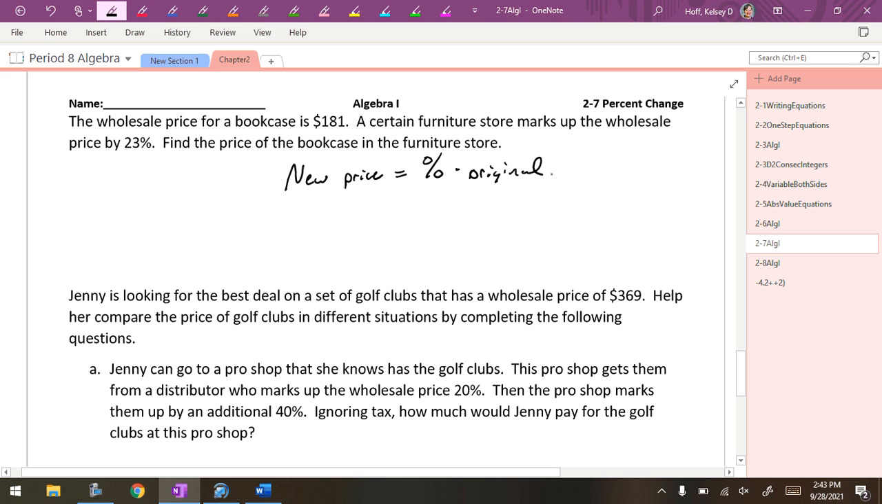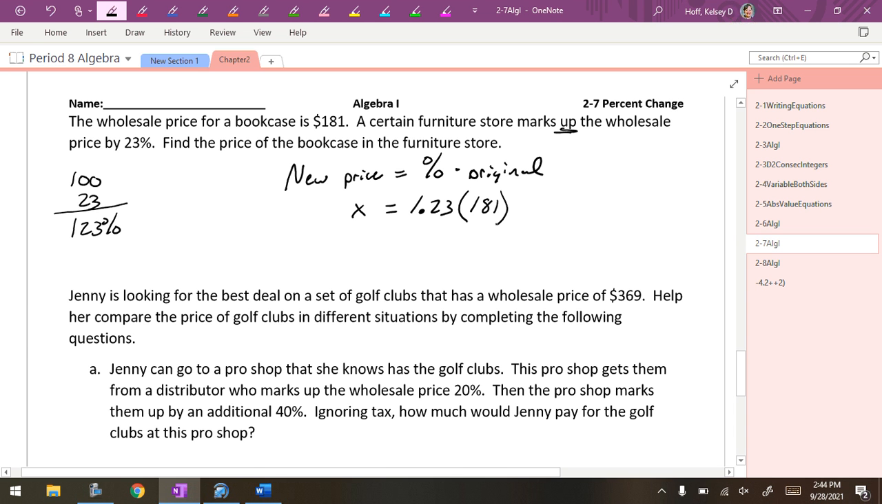Do we know the new price of the bookcase? No. What percentage are we paying? 123%. If they're going to pay full price, it's 100%, but they marked it up another 23%. So you're really paying 123%. So your percentage as a decimal is 1.23. And the original price? $181.